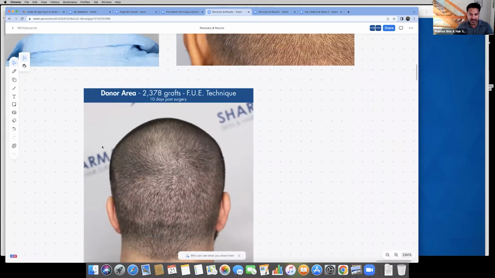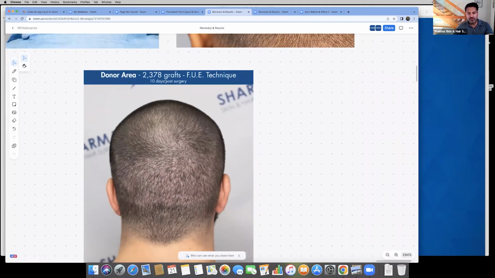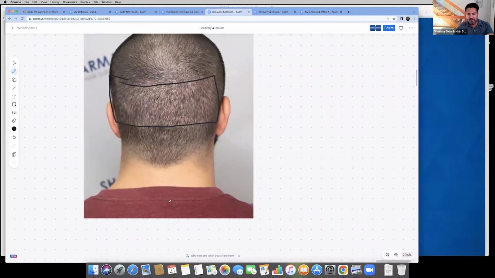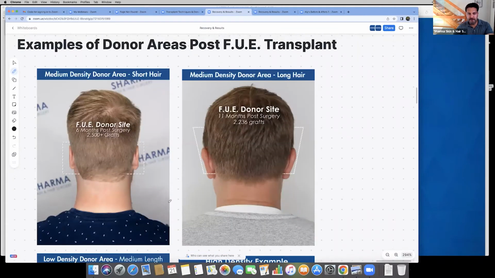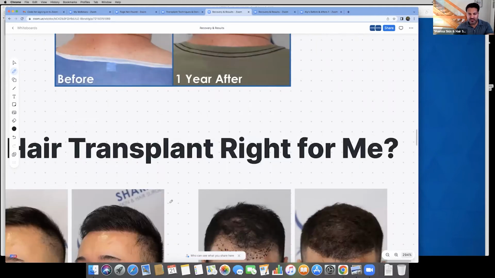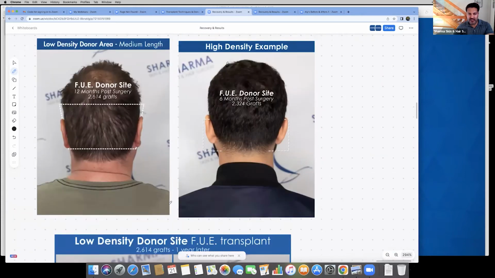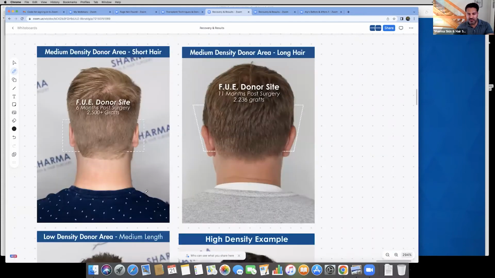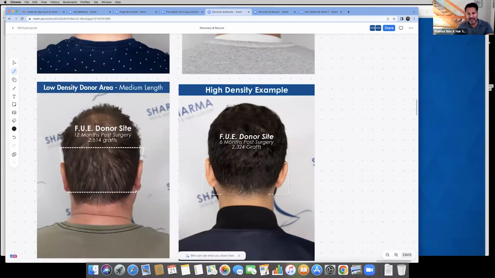Now let's go into a larger surgery. This is 2378, so this is 10 days post-surgery. As you can see, the demarcation of the donor area, a little bit red, inflamed, entirely normal, but the hair is coming in nicely. And then once again here, we've just got some more pictures of different examples of the donor area post-surgery, depending upon how you started off.